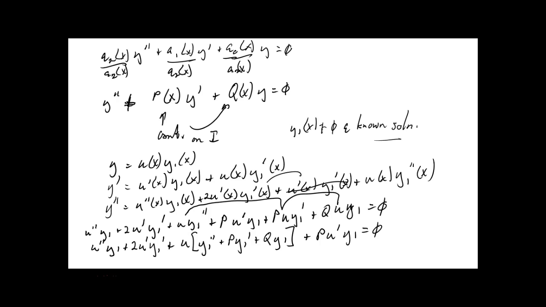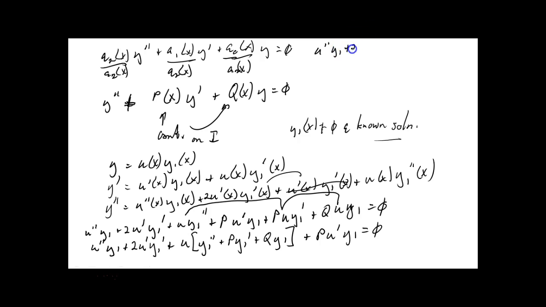So let's shorten that to what we have left: u double prime y1 plus 2u prime y1 prime plus p u prime y1 is equal to 0. It's this term, that term, and that term. Well, then we have the exact same scenario.